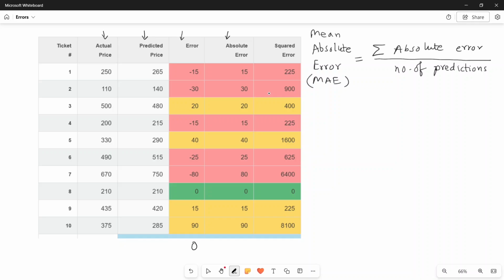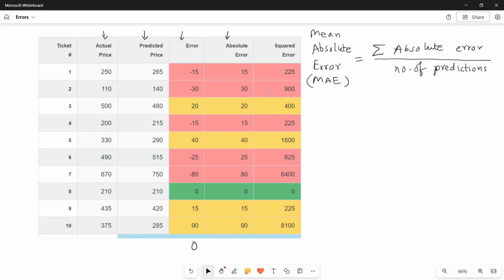So what we want to do is emphasize or penalize the errors more. Therefore we square the error. It gets rid of the negative sign as well as amplifies the magnitude of the error, penalizes the error more.